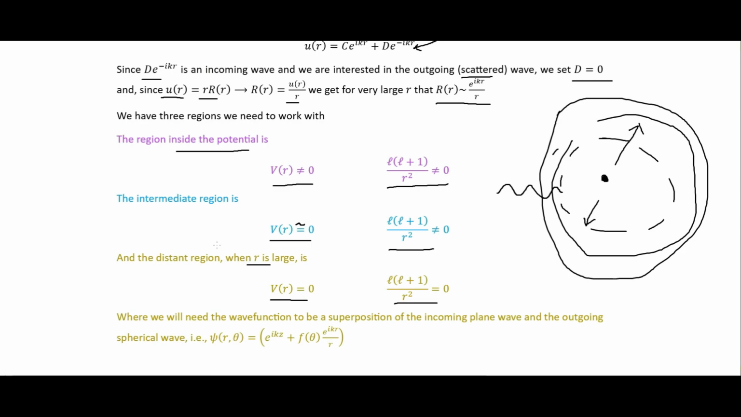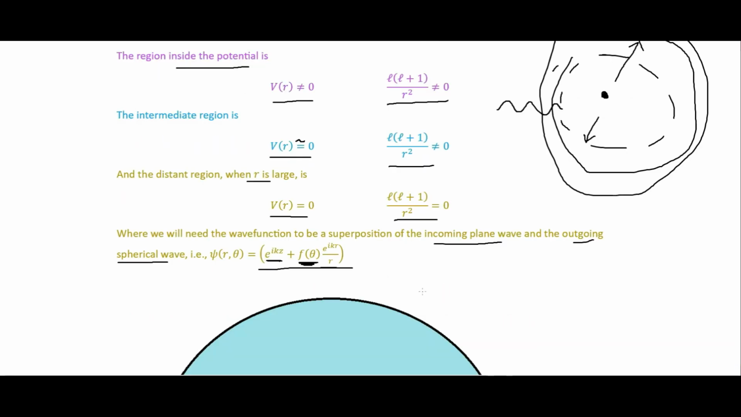It's in this distant region that we need the wave function to be a superposition of the incoming plane wave and the outgoing spherical wave. And so it will look like this. We have this e to the ikz here as our incoming wave, then this e to the ikr right here as our outgoing wave, and it's multiplied by this scattering factor. And so we have to find what this scattering factor is.